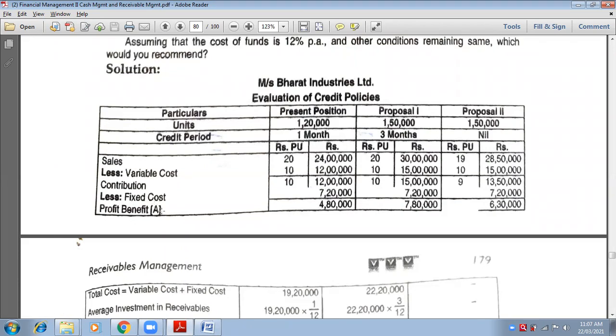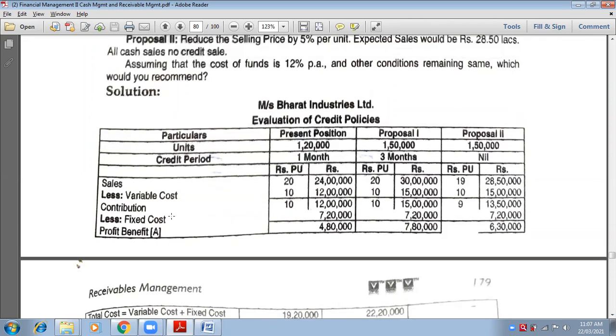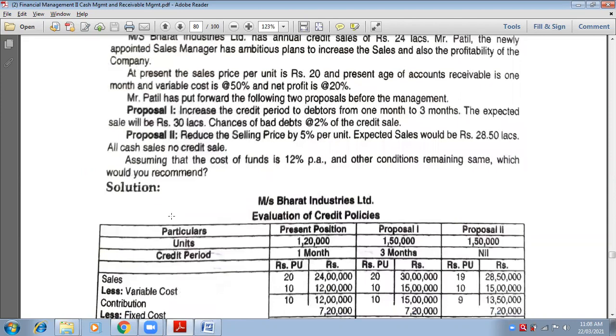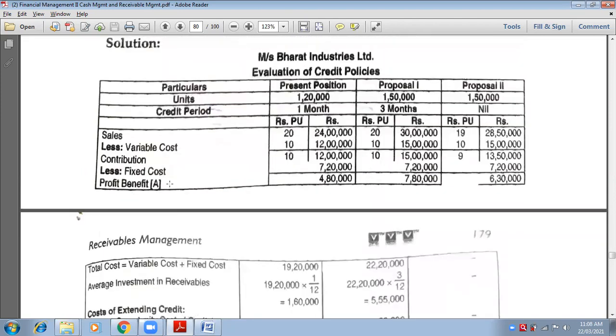Write down net profit in block A, with a line above and a line below. Now for the first case, make a bracket here: 20% on sales. Now what is your sales in the first case? 24 lakhs. Put it in the calculator: 24 lakhs into 20%.